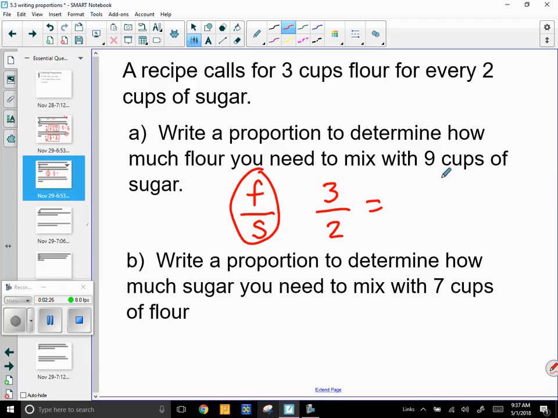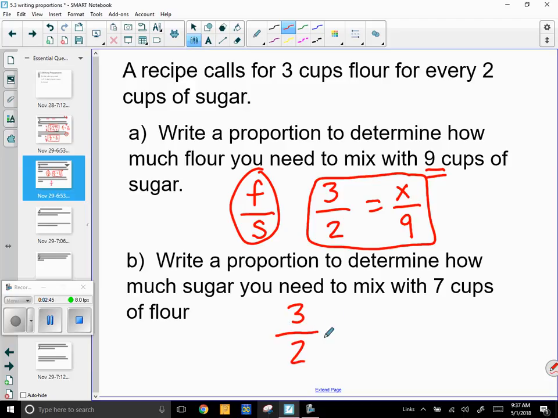Write a proportion in terms of how many cups of flour you need to mix with 9 cups of sugar. Well, sugar is downstairs, so I need to be consistent, and I would put an X upstairs. That's where I would figure out what that is. We're not solving it. We're just writing it. That's all you do. And then the last one, I'm going to put flour on top, sugar on the bottom again. So flour goes on top and sugar goes on the bottom. All right, we'll discuss solving proportions in the next section of the book. But for now, we're just writing them.